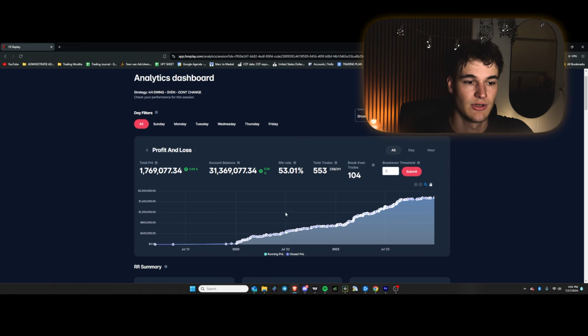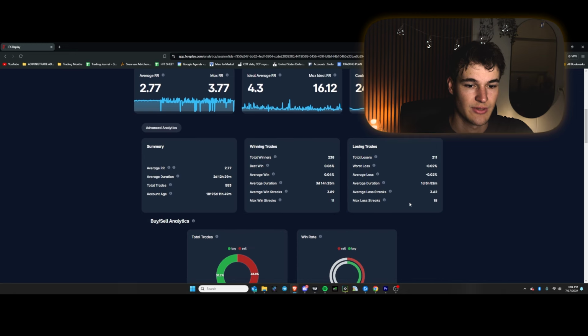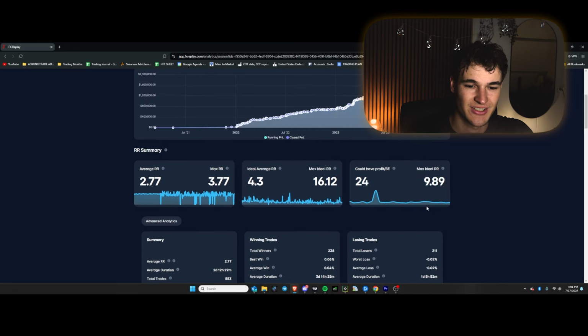But if we go back and look at this equity curve, we see that this is a really, really solid equity curve, even though we have that losing streak of 15 trades. So why am I confident that my strategy works? Data. I know it works. I've tested it. I've traded it live too.